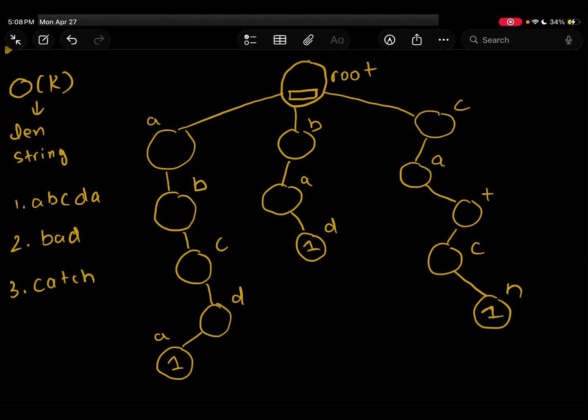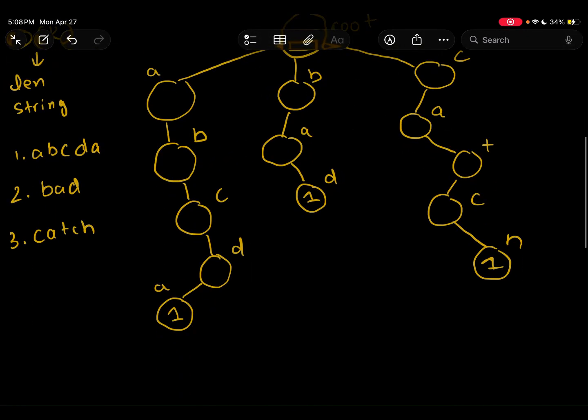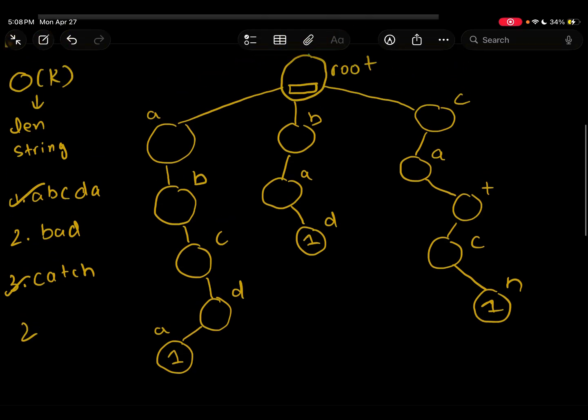The task at hand, what the question is asking us, is to identify all the strings that are of length 5. This is of length 5, and this is of length 5. So we should return the value of 2. This is what we have to do.